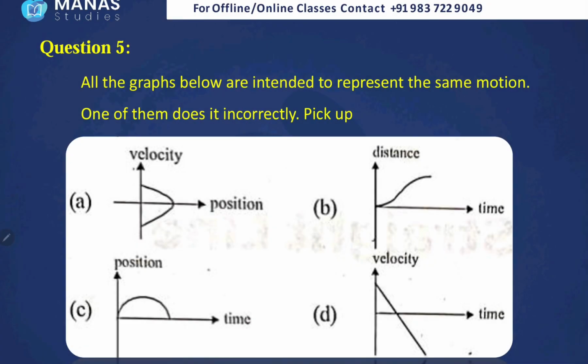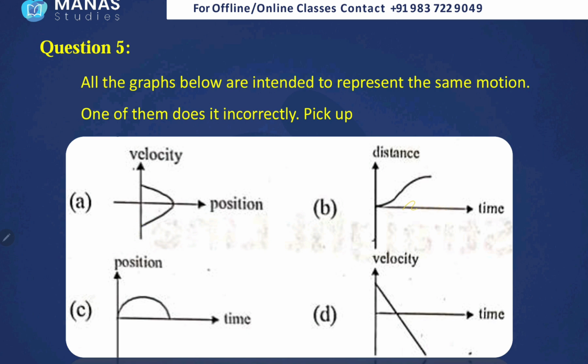Now, the question is: all the graphs below are intended to represent the same motion. One of them does it incorrectly, pick the answer. Now, the case is, this is position, this is velocity. So when the position is changing, the velocity is going like this. Velocity is increasing, and then when position is coming back, the velocity is decreasing.